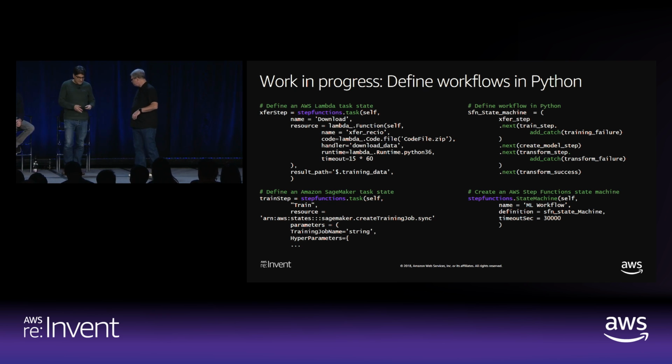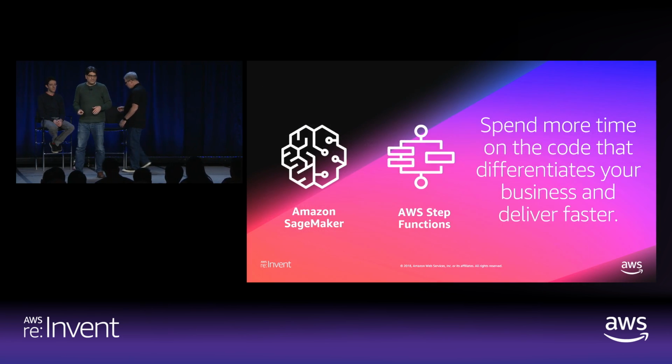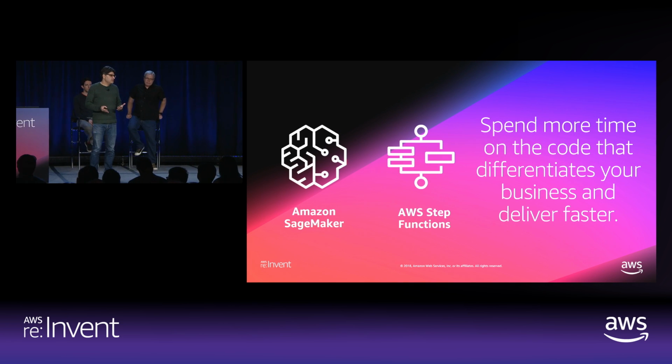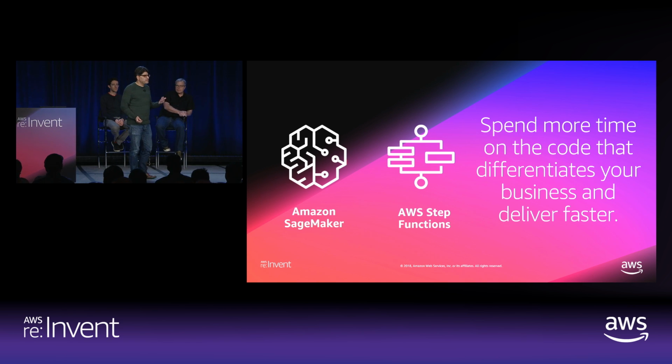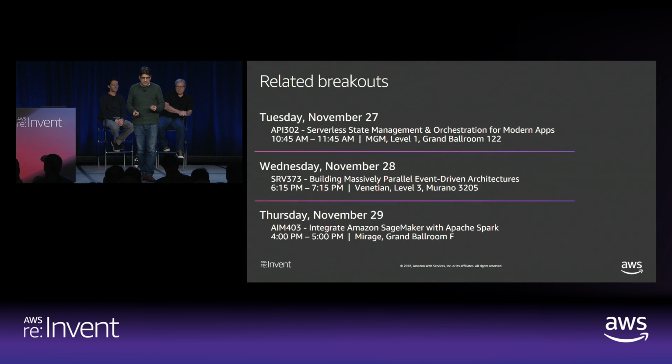Back to you, Andy. Thank you. So tying together, what we're trying to do here with the new features, with SageMaker and Step Functions paired together, is let you spend more time on the code that differentiates your business and deliver faster. Now, some companion sessions related to breakouts: some you'll have to find online, some are still available today and tomorrow. Things around serverless state management with the serverless platform, building event-driven architectures, and sessions on SageMaker.